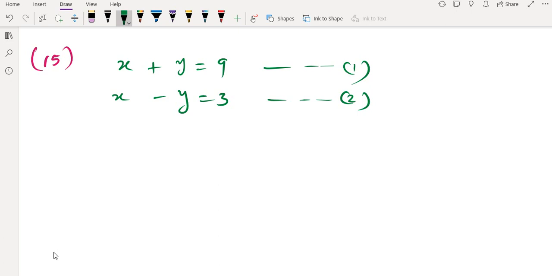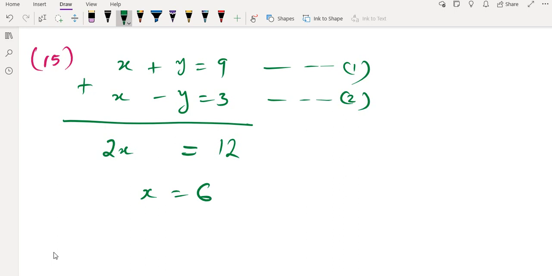What should I do to eliminate y? If we add, plus y minus y, it will go, right? So x plus x, this has gone, 9 plus 3. Divide both sides by? 2. So x becomes what? So that's the value for x.